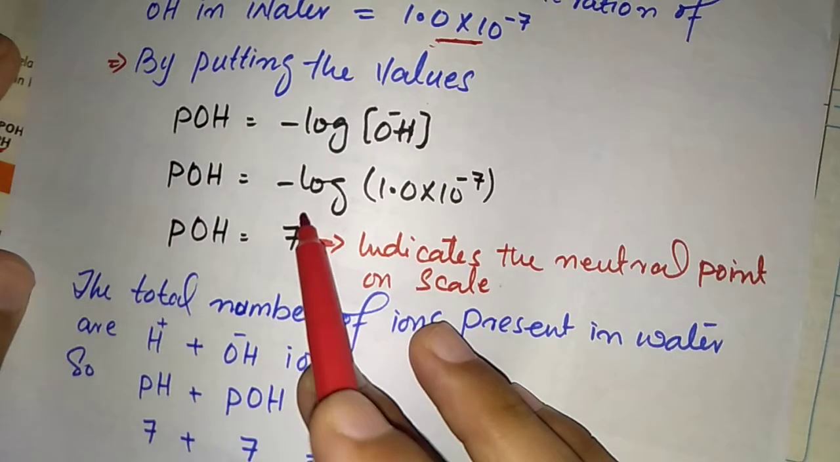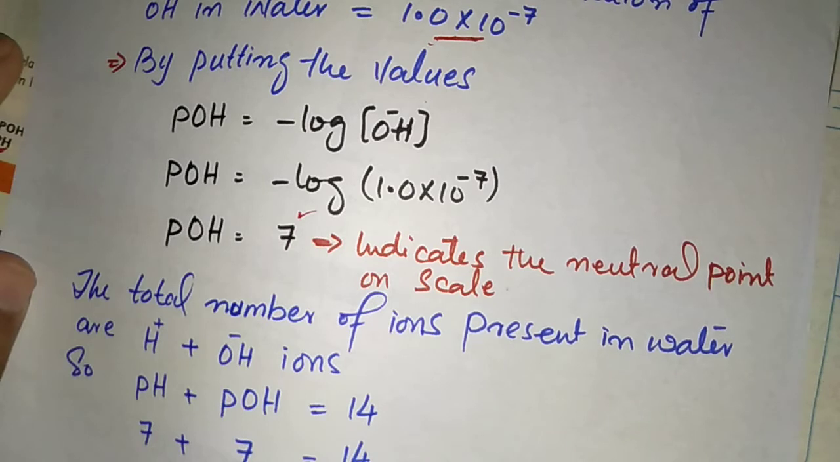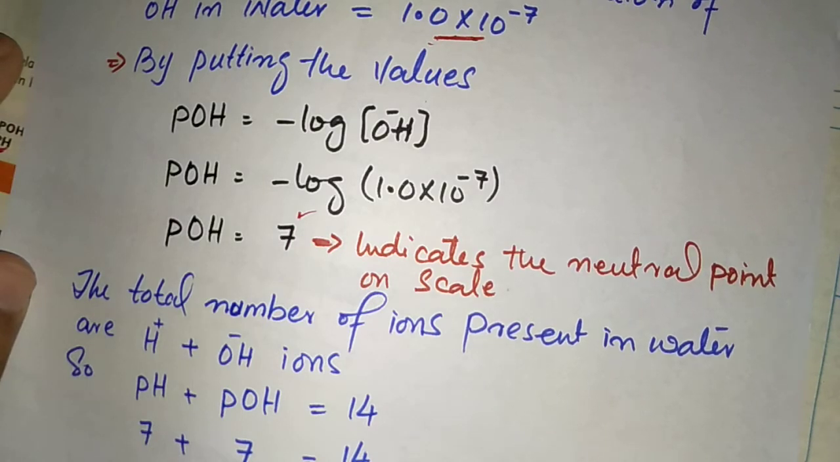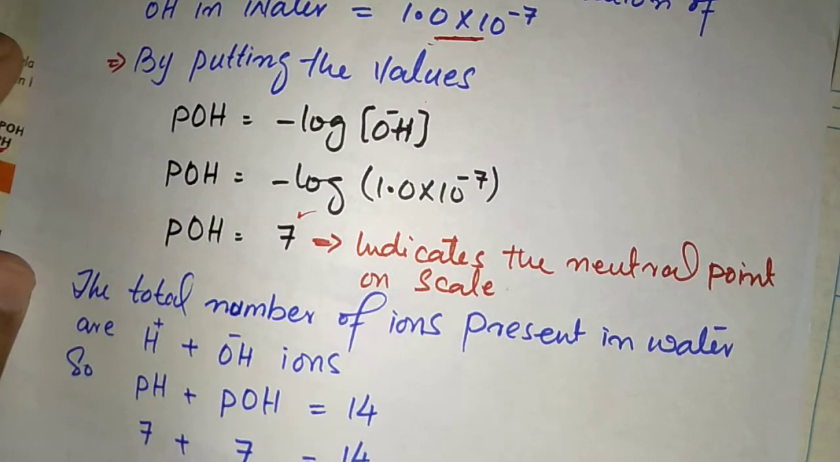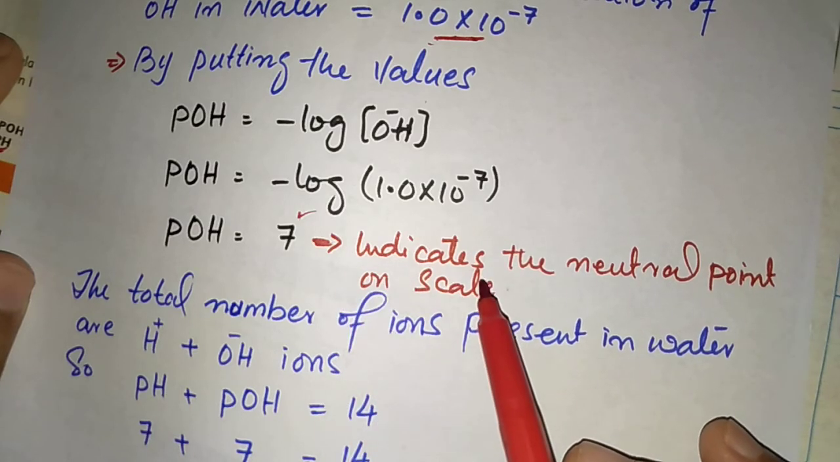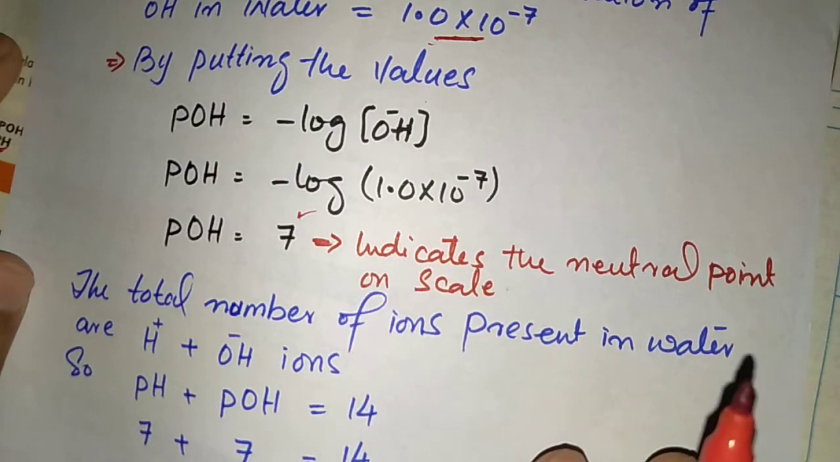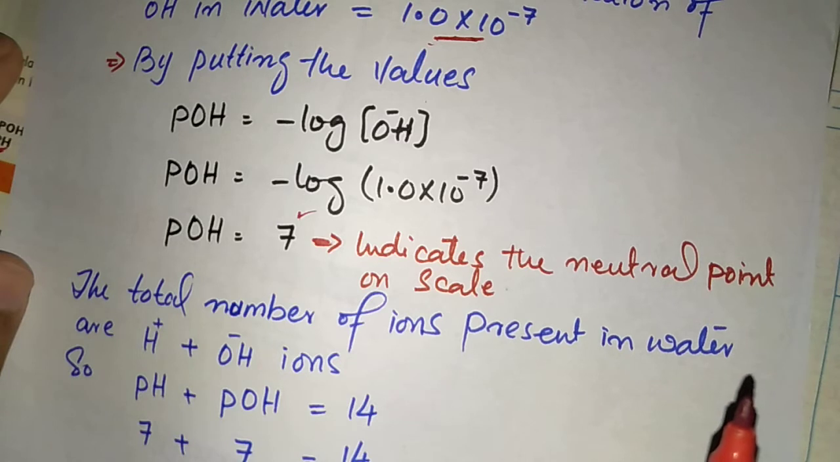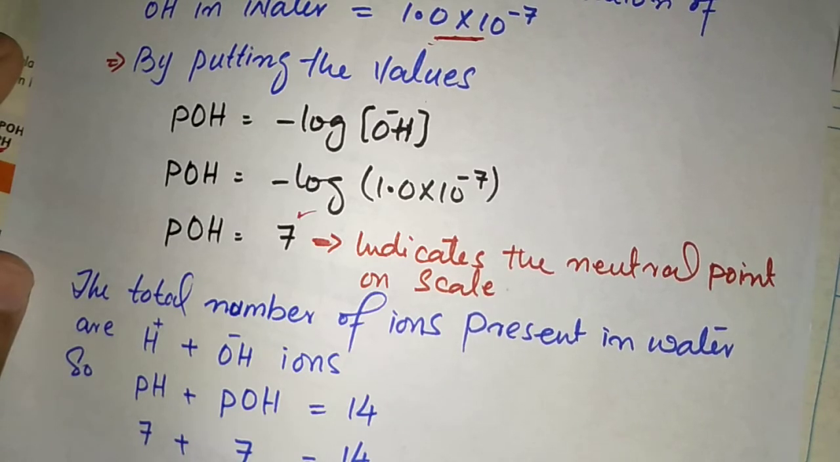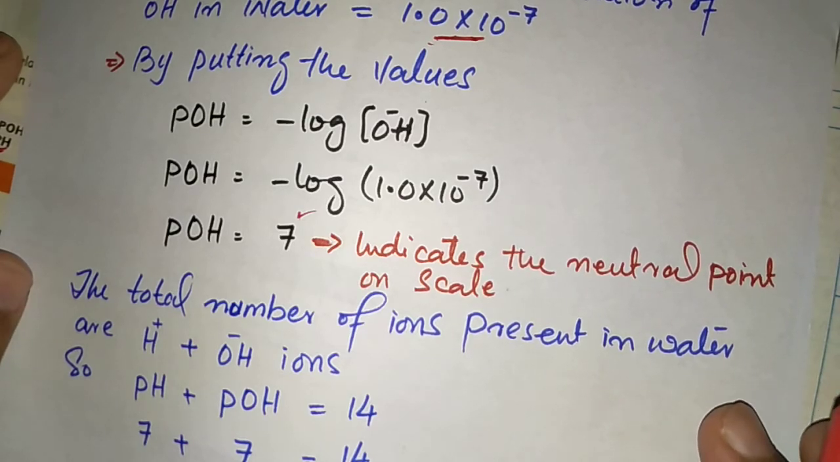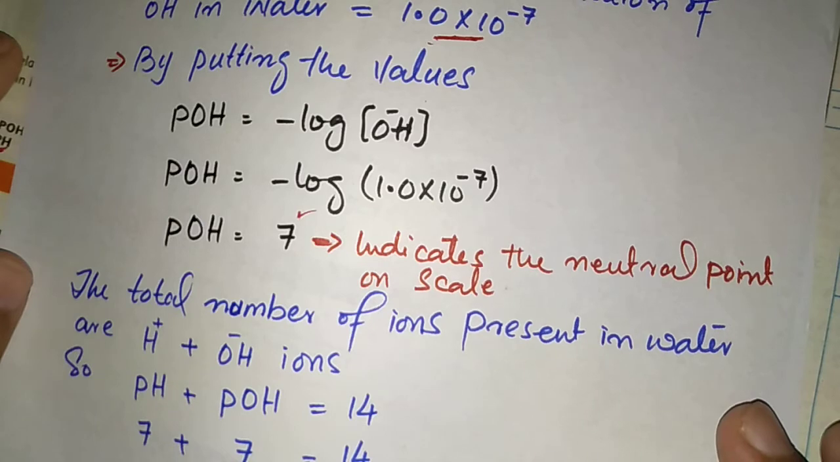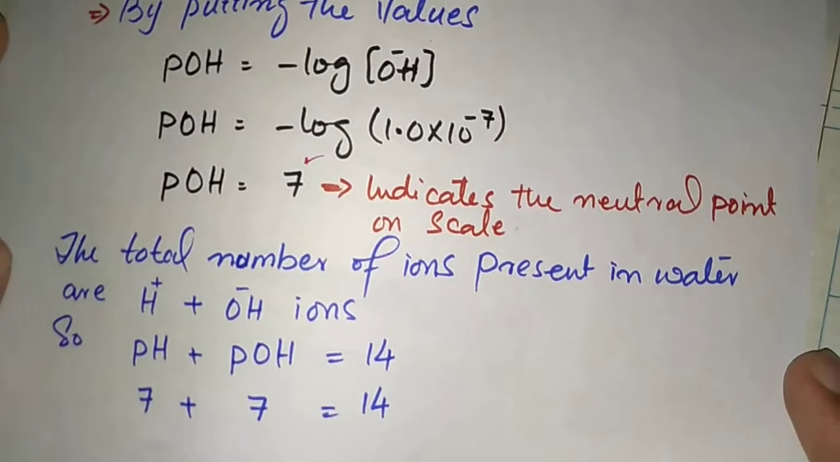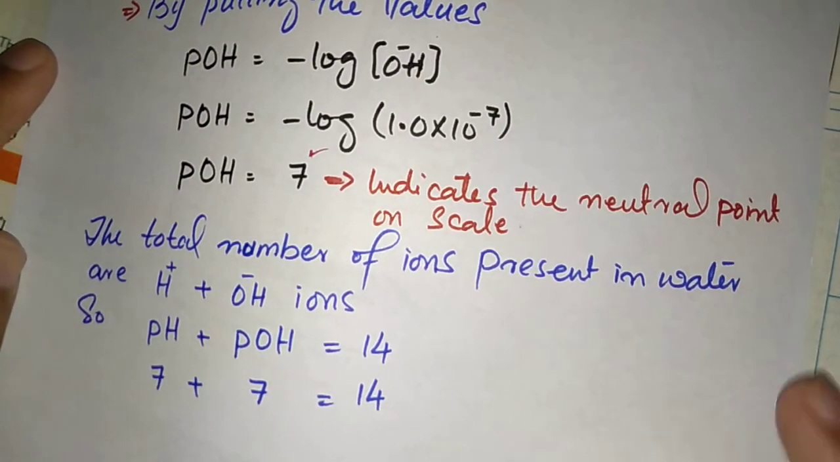Once again 7. The pH is also 7, the pOH is also 7, and 7 indicates in both cases a neutral solution. So the acidic nature or the basic nature of the water is neutral, that water doesn't behave as an acid or as a base, but it behaves as a neutral solution.